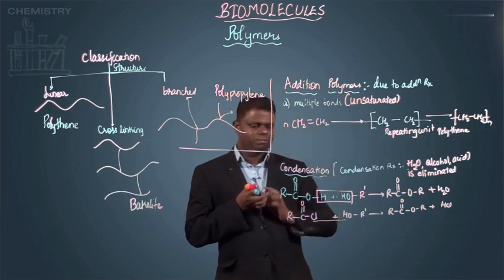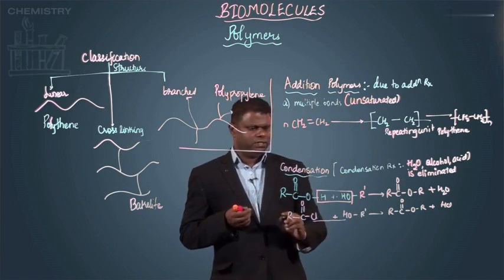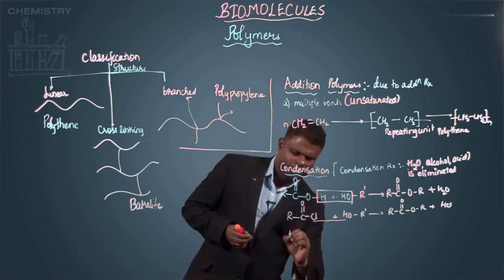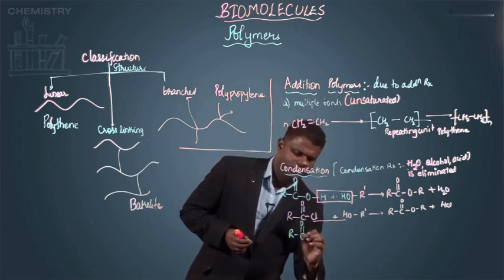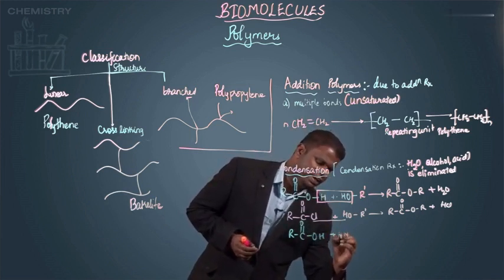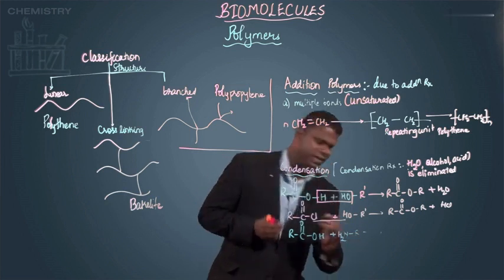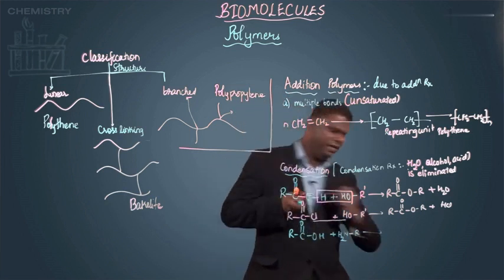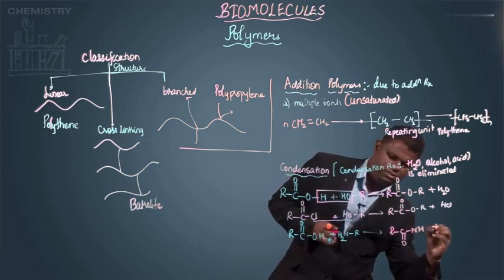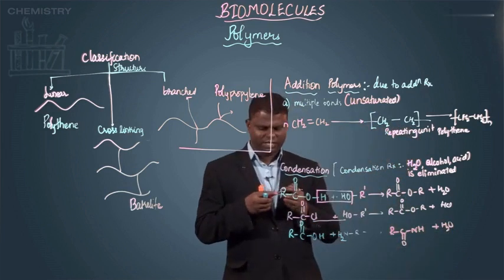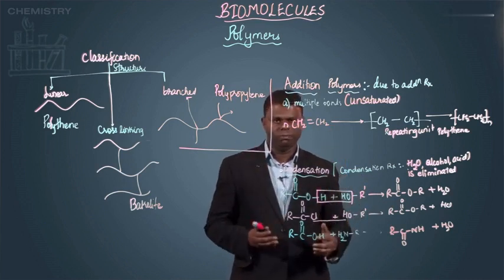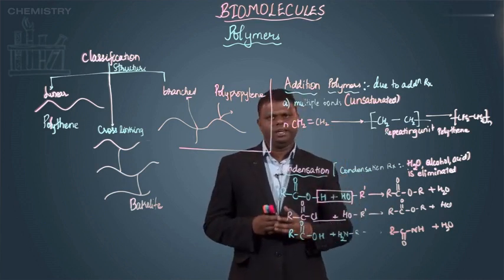Whereas if you have something like RCO OH, now in this case I'm using an amine, NH2R. So in this case I'm getting an amide linkage, RC=O NHR, plus H2O, right? So this is nothing but condensation reaction. We'll be studying in detail, in depth, the different types of polymers which are obtained from condensation and addition reactions.